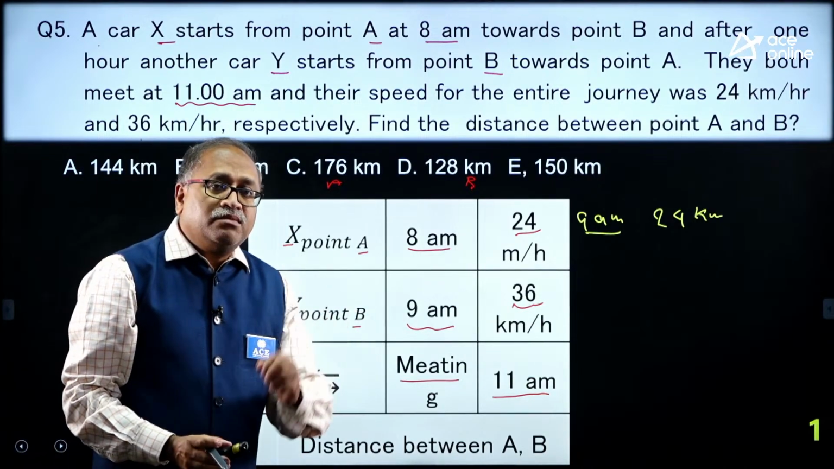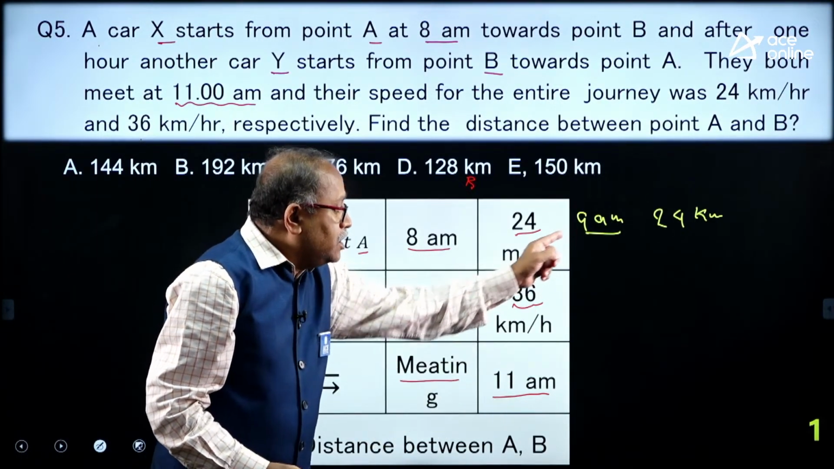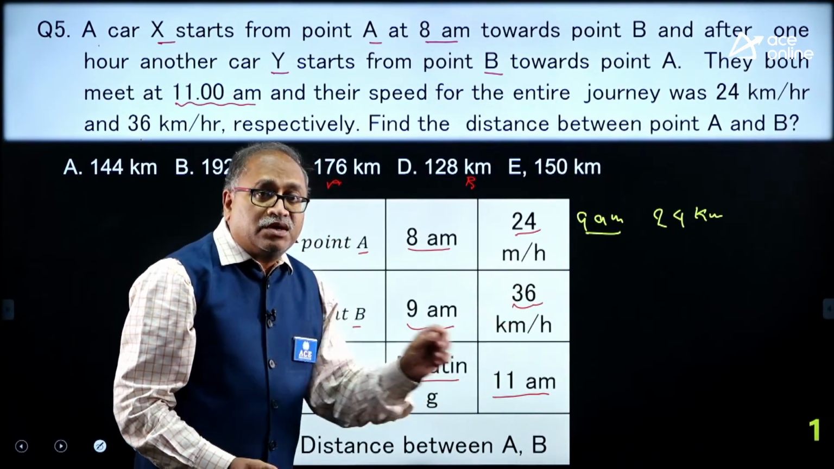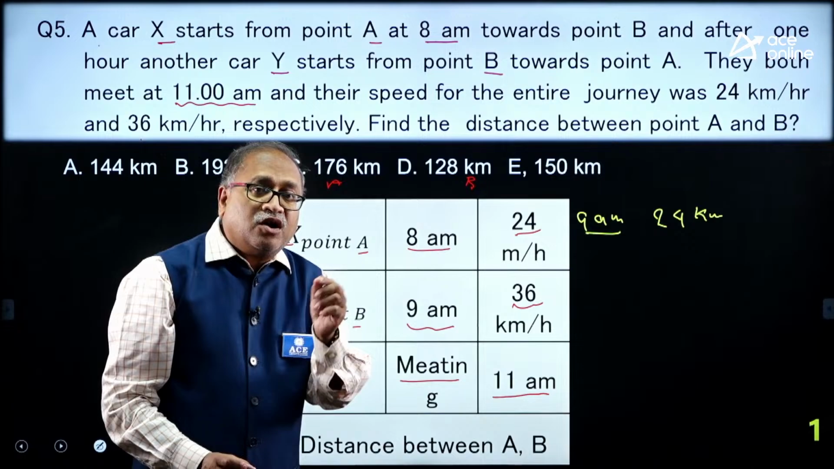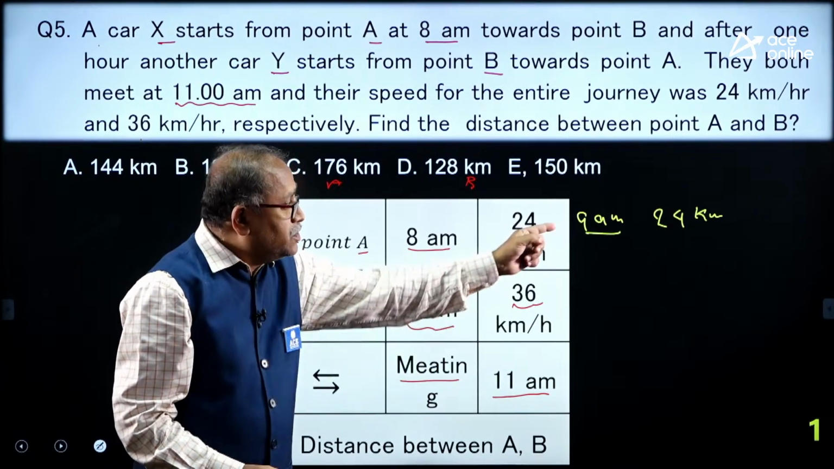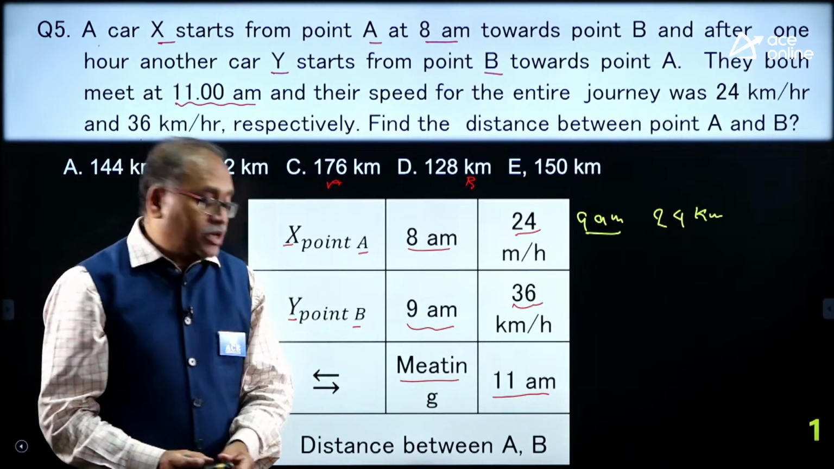To what time they are meeting? They are meeting at 11 a.m. So, 9 a.m. to 11 a.m., how many hours? 2 hours. With 2 hours with a relative speed, how much distance they will cover? If I add that distance with 24, I will be getting the total distance. That is all, my dear friends.